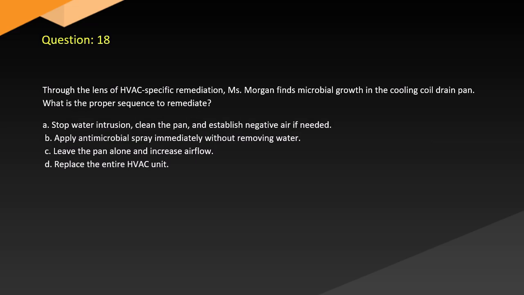Question 18. Through the lens of HVAC-specific remediation, Morgan finds microbial growth in the cooling coil drain pan. What is the proper sequence to remediate? A. Stop water intrusion, clean the pan, and establish negative air if needed. B. Apply antimicrobial spray immediately without removing water. C. Leave the pan alone and increase airflow. D. Replace the entire HVAC unit.